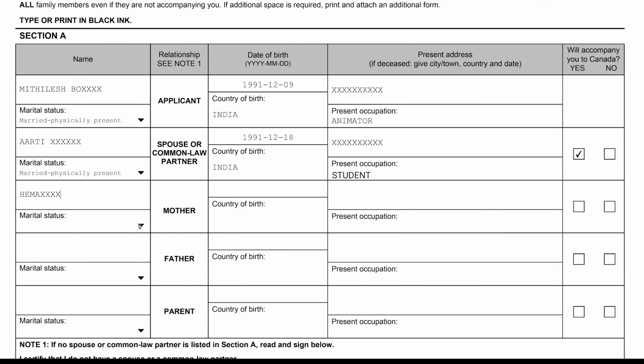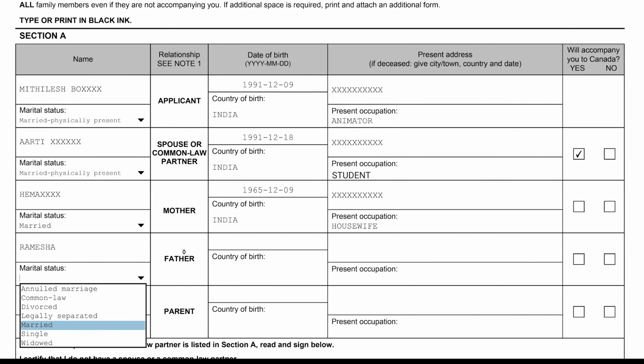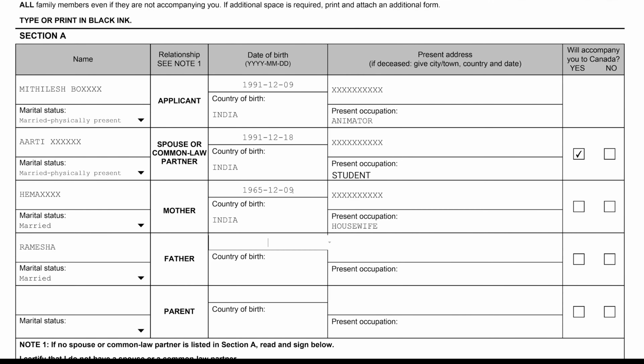And here your mother information, so mother name, marital status is married, date of birth, country of birth, the address, and the present occupation. If it is housewife, homemaker, teacher, whatever, you just write here. Your father name, father marital status, his date of birth, country of birth, present address, and occupation.